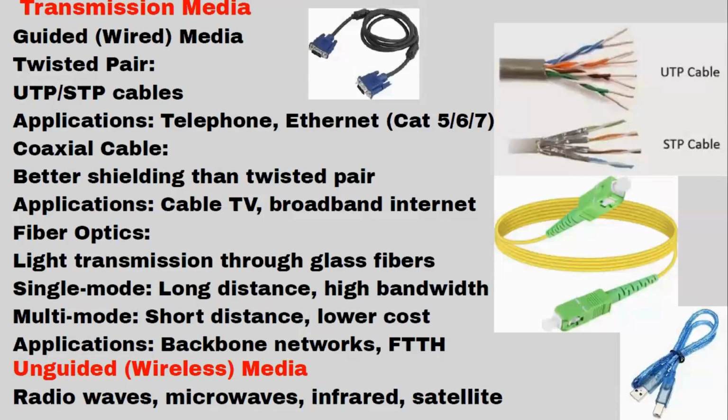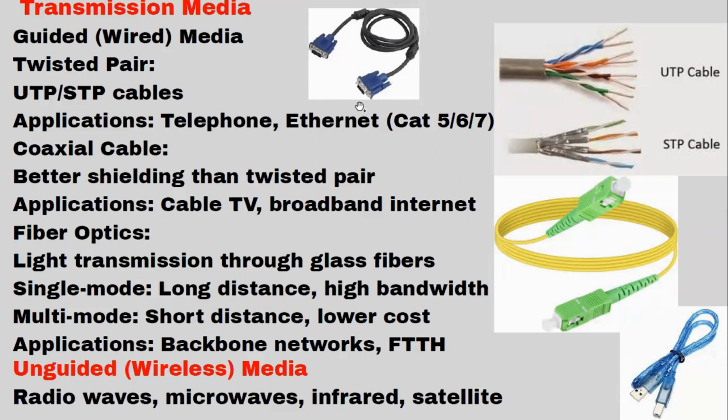Now we'll discuss one more important topic, that is the transmission medium. Guided wire media will guide the transmission, right? One is the twisted pair wire type. We are discussing the medium, the hardware, the cables: twisted pair, UTP and STP cables. You can see them in the picture. One is shielded, another one is non-shielded. Depending upon the application, we select different types of cables.